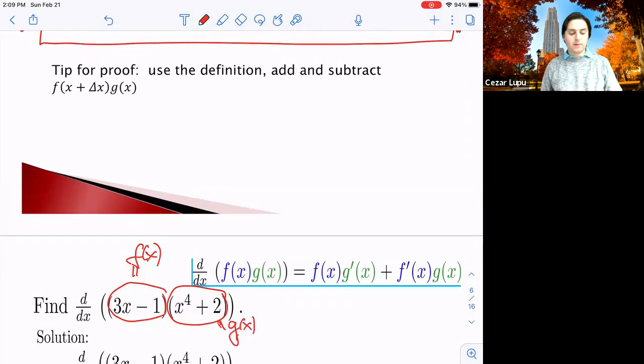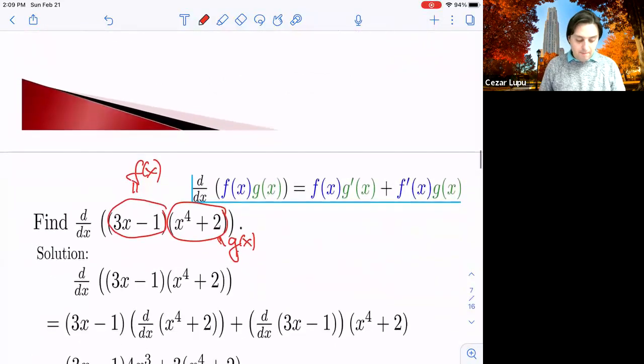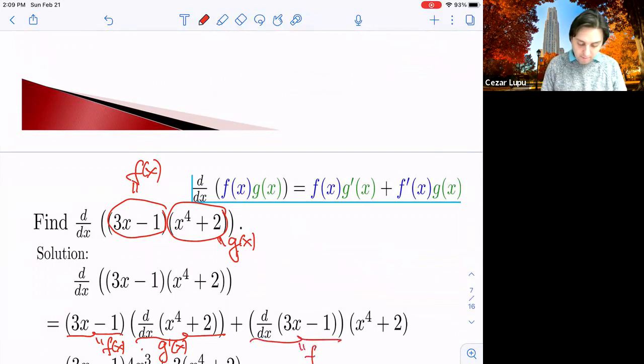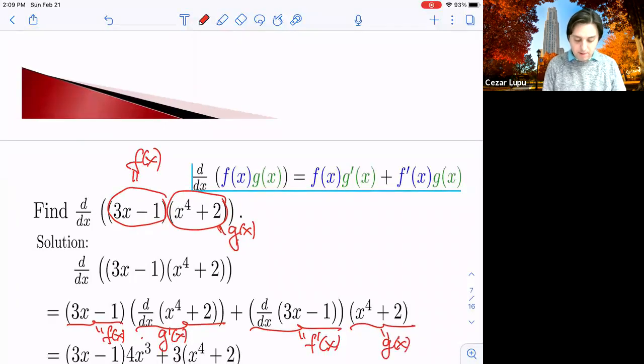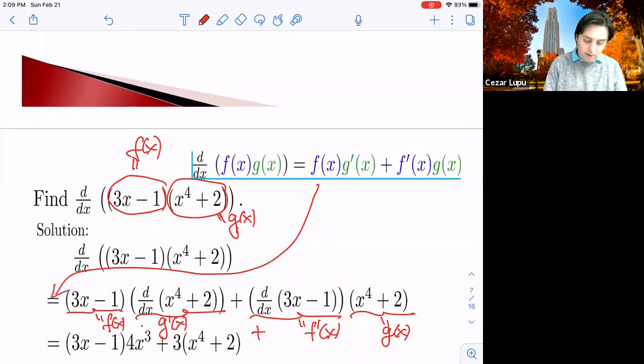We would like to apply the product rule, so let's do it. This would be f, as you can see here, this is f of x, times g prime of x, the derivative with respect to x of x to the fourth plus 2. Then we have f prime of x, and this is g of x. Just by applying the product rule, that's what we did here.